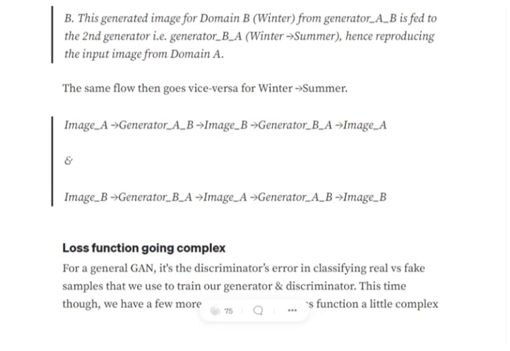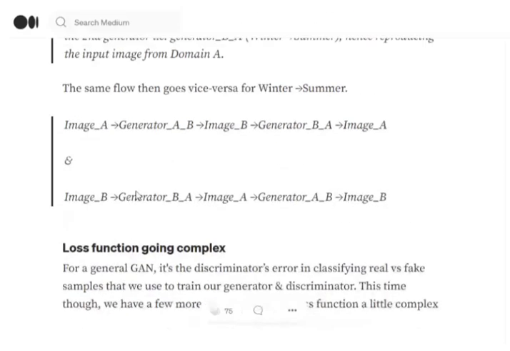Similarly, we have the other domain as well: image B, generator B to A, giving out an image A, which is fed to generator A to B, giving out an image B again. That is why they're called CycleGANs, because you can see a couple of generators getting involved. And what we are trying to do is that whatever we feed in, we get the same output in the end. It does make sense, right?